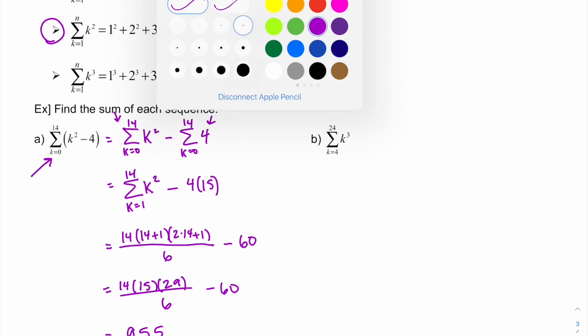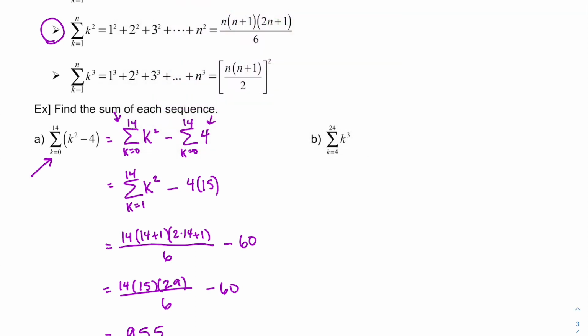Part B, same thing as I mentioned before. Take a look at where the sum begins and ends. It does not begin at k equals 1, it begins at k equals 4. The formula we have for k cubed only starts at k equals 1. So what we can do is find the sum as k goes from 1 to 24 of k cubed, and then just subtract away what we don't want. And what we don't want is k goes from 1 to 3. So I'm just applying one of those other properties from above, where you just subtract away what you don't want.